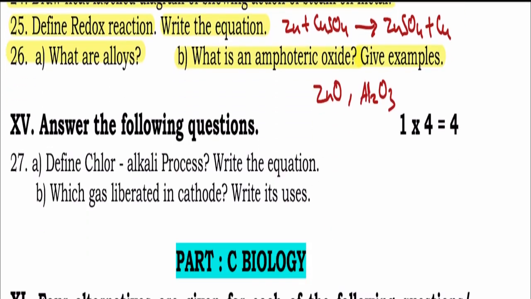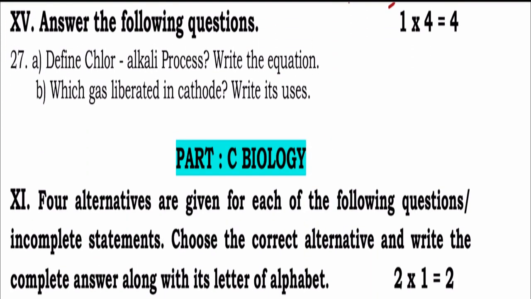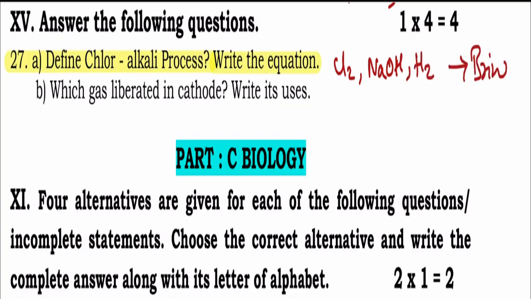Okay, let's go to the next main. Question number 27. Define chlor-alkali process. Write the equation. Chlor-alkali process is an industrial method used to produce chlorine Cl2 and sodium hydroxide, which is NaOH, and hydrogen from brine. Brine is nothing but sodium chloride, NaCl.